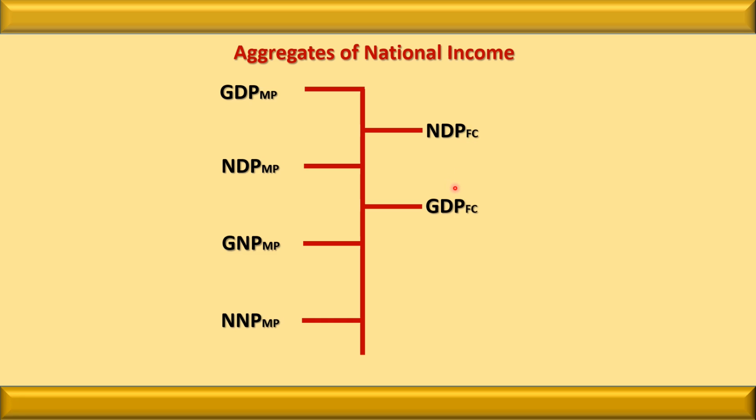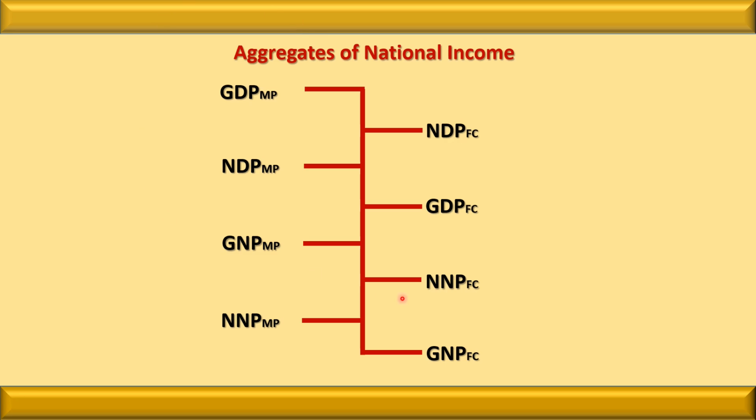Then GDPFC. What does it mean? It means gross domestic product at factor cost. Then NNPFC. What does it mean? It means net national product at factor cost. And the last one is GNPFC. What does it mean? It means gross national product at factor cost.